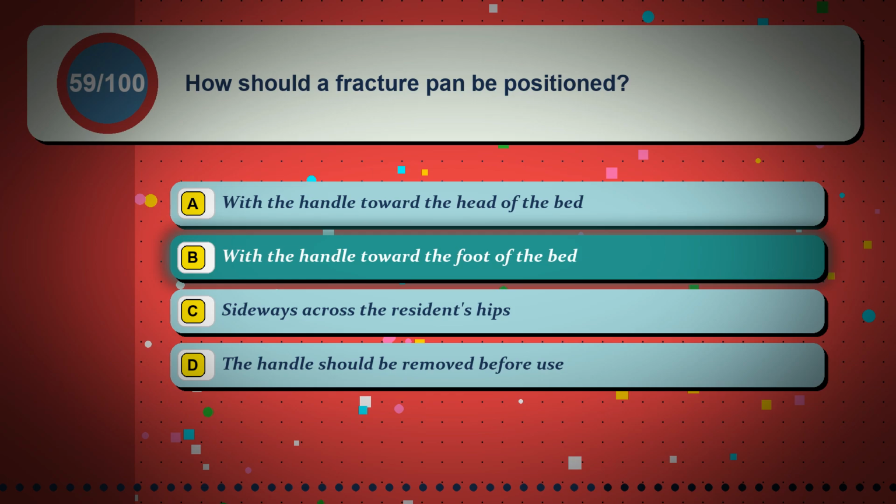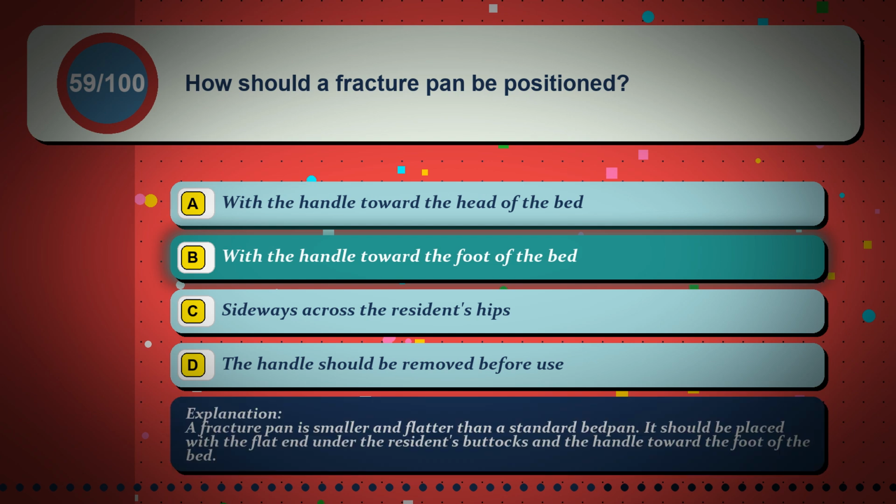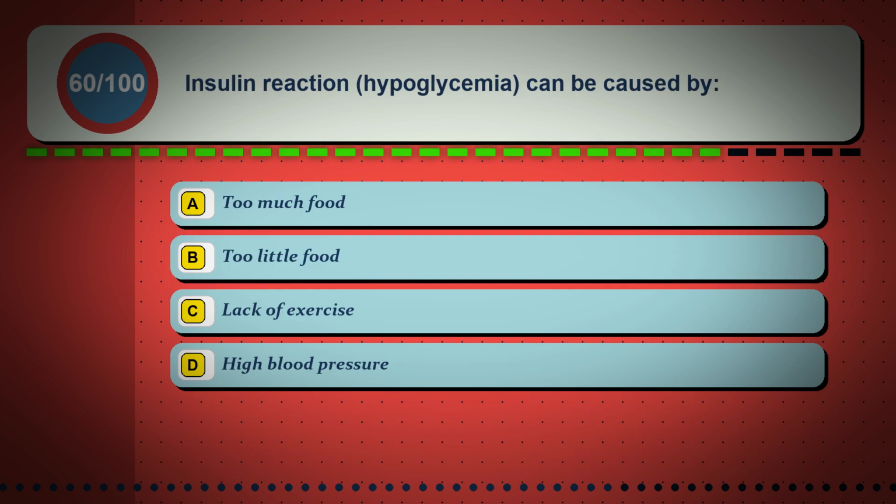The correct answer is option B. With the handle toward the foot of the bed. A fracture pan is smaller and flatter than a standard bedpan. It should be placed with the flat end under the resident's buttocks and the handle toward the foot of the bed. Question 60. Insulin reaction, hypoglycemia, can be caused by option A.